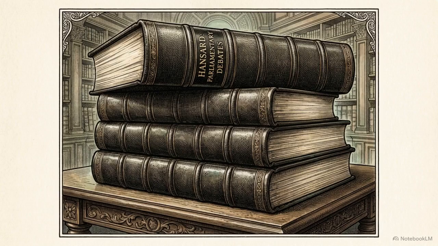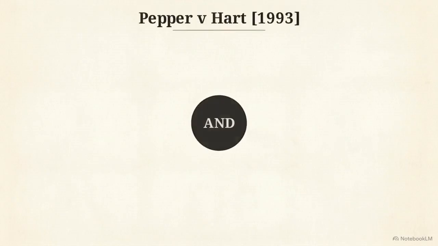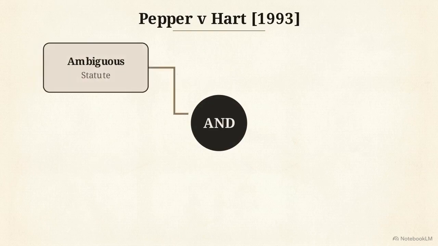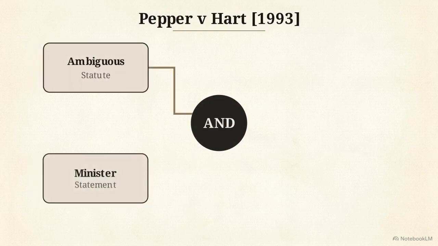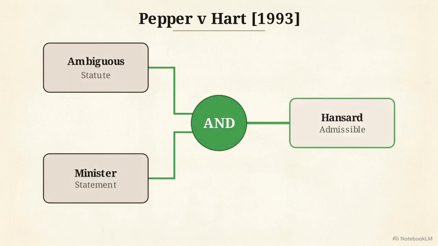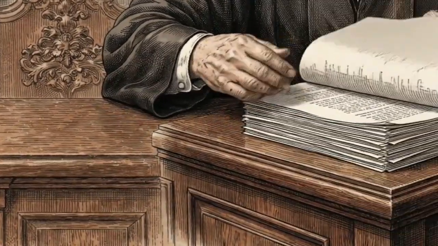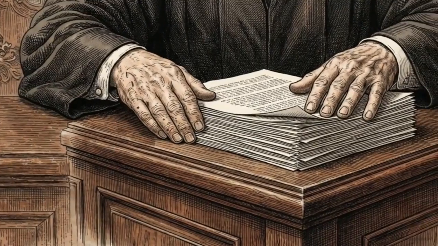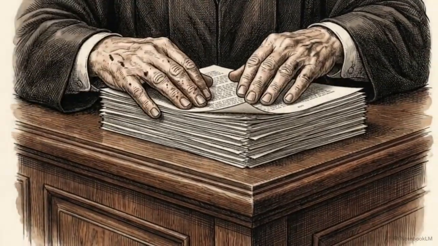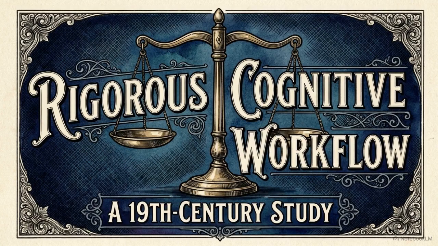Step 3 also involves extrinsic aids, such as using Hansard to read parliamentary debates. Under Pepper v. Hart, this is only permitted if the statute is ambiguous and the material consists of clear statements by a minister. These rules provide the judiciary with objective tests, ensuring that the final interpretation is based on logic rather than personal preference. We reach the final phase of the algorithm.